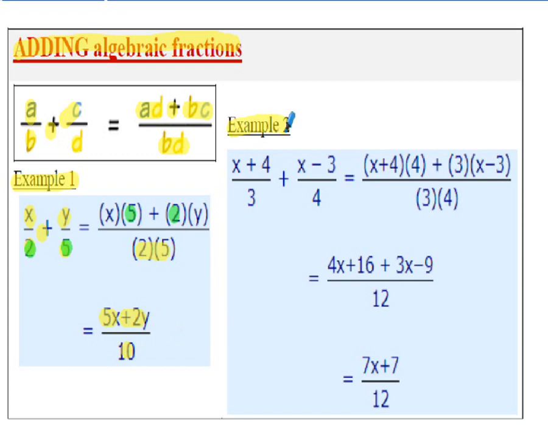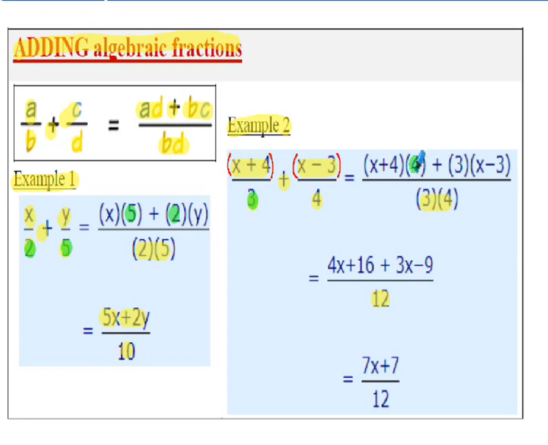Example 2, we're asked to add x plus 4 divided by 3 to x minus 3 divided by 4. It sometimes helps thinking of the numerators in terms of brackets. So I'm going to add the brackets here just to show you what I mean. Again, to find the common denominator, we simply multiply the 3 by the 4, and that gives a value of 12.